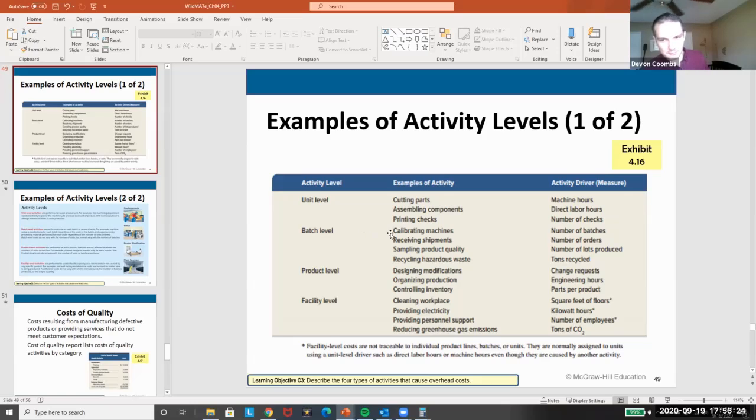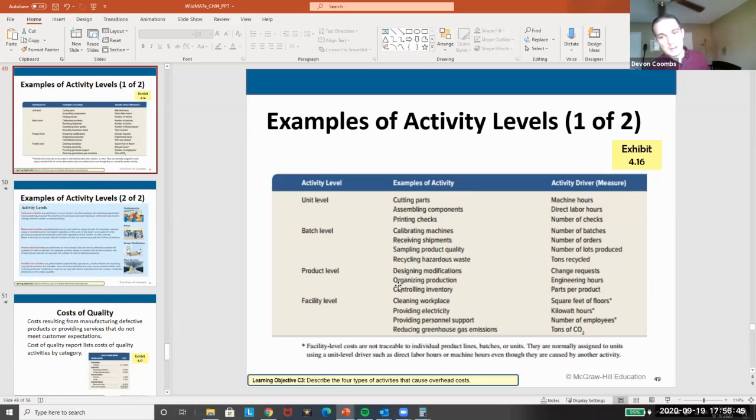Batch level is calibrating the machines, receiving shipments, sampling product quality, recycling hazardous waste. And you can see that activity drivers clearly match the examples of the activity. So calibrating machines, number of batches, we might measure it by. Receiving shipments might be the number of orders. Hazardous waste recycled, tons recycled.